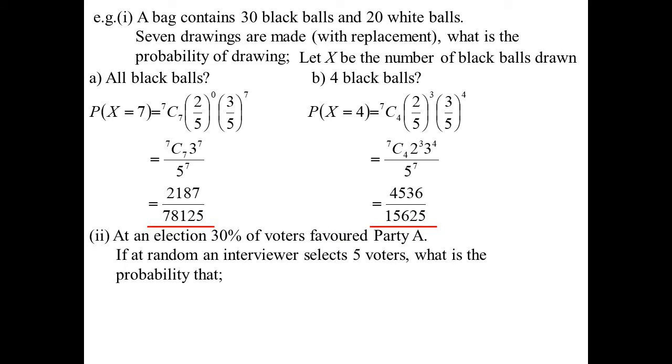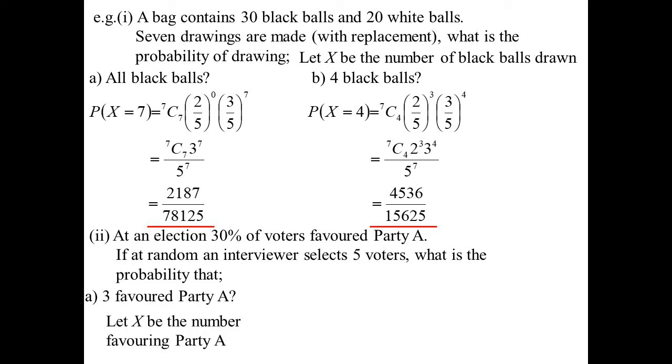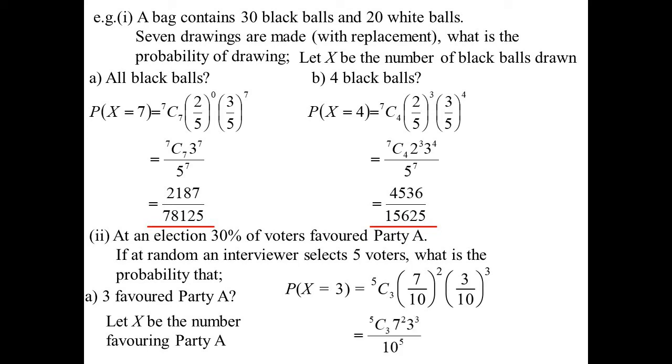An election. We know 30% of the voters favoured Party A. Let's say an interviewer randomly picked 5 voters as they were coming out of the polling booth. What's the probability that 3 of them favour Party A? X is going to represent the number of people favouring Party A. Probability X equals 3: 5C3, probability of success 3/10 to the power of 3, probability of not being successful 7/10 to the power of 2. There's our exact value. It works out to be 1,323 over 10,000.